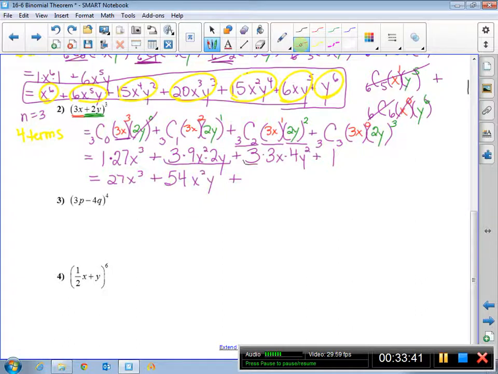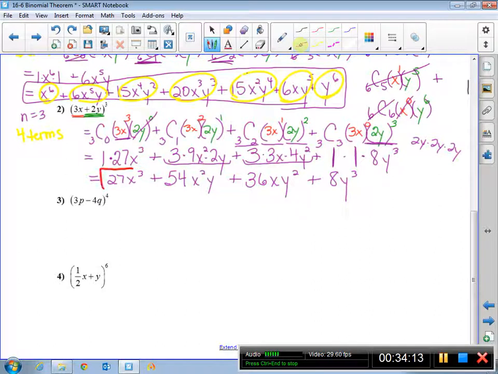And all together, multiply, 36xy squared. And the last term was 1 for the combination of 3 choose 3, 1 for 3x to the 0, and 2y all cubed. Remember, that's 2y times 2y times 2y is 8y cubed. And we're done. That's the answer.